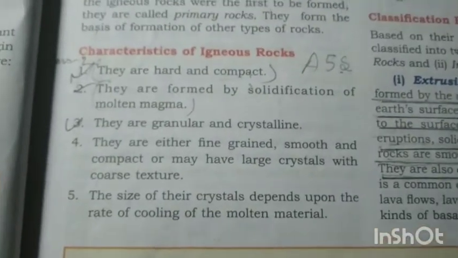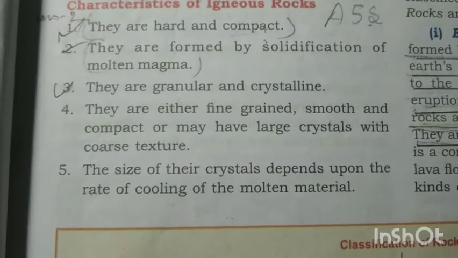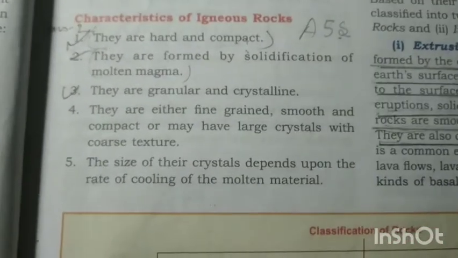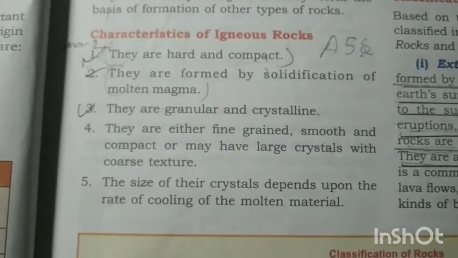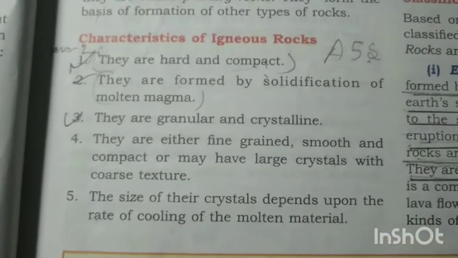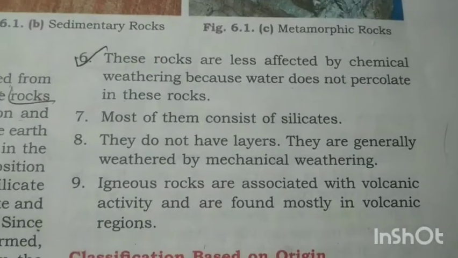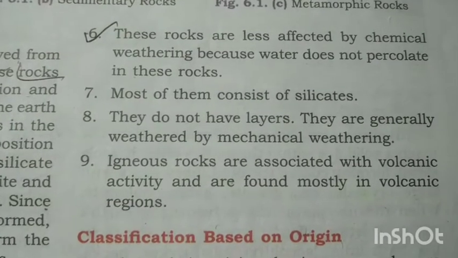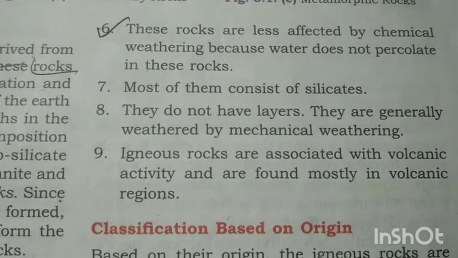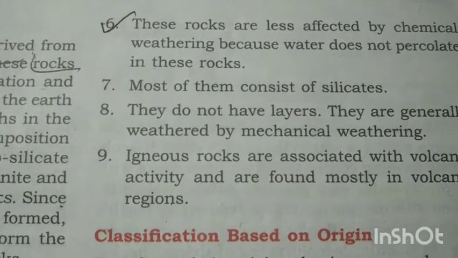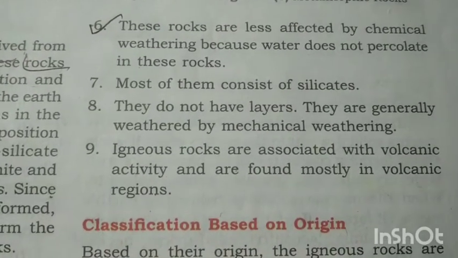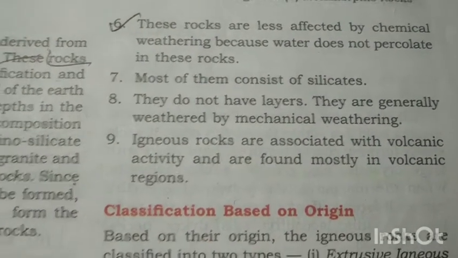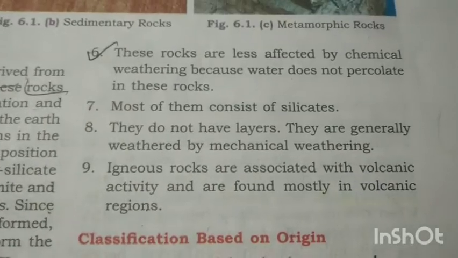Okay, so these are very easy characteristics. If you know how the igneous rocks are formed or how they look, then you can easily write the answers to this question: what are the characteristics of igneous rocks. Others are that most of them consist of silicates. As you read, rocks contain mineral elements like silicates, metallic materials or carbonates. So most igneous rocks consist of silicate.